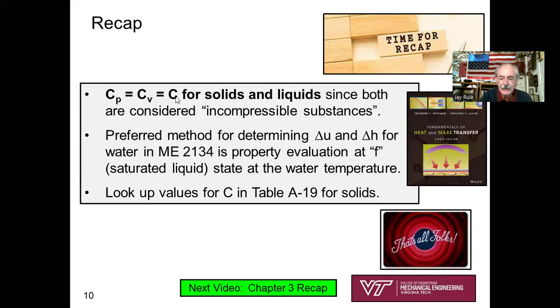So what's the takeaway for this short video? CP equals CV equals c for solids and liquids. Both are considered incompressible substances. The preferred method for determining delta U and delta H for water in ME 2034, your class, is property evaluation at F. If you've got solids, you're going to go to table A19 and look up c, even though it's tabulated as C sub P. That's just c for solids, and that's going to be your lookup.